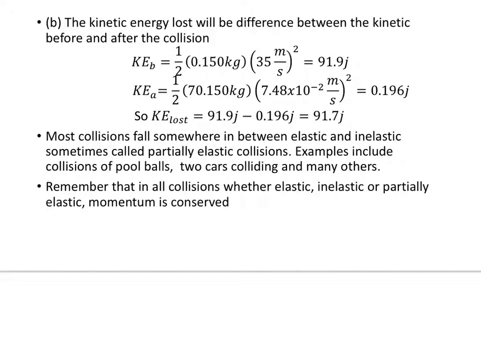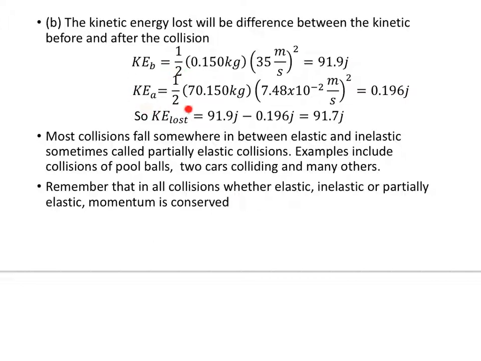So this is an inelastic collision, and so maximum kinetic energy is lost. What we want to do is figure out exactly how much kinetic energy is lost after the collision. We're going to do that by finding the difference between the kinetic energy before and after the collision. So here's the kinetic energy before. We take 1/2 times the mass of the hockey puck times its velocity squared. Recall that the goalie was at rest, so he doesn't have any kinetic energy. So this is 91.9 joules.